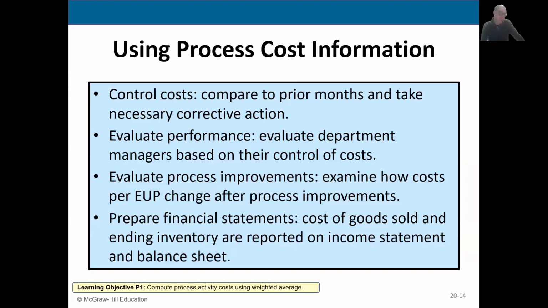And of course, one of the more important reasons to use process cost information is to prepare financial statements. Got to figure out what the cost of goods sold is and ending inventory amounts based off of the process cost data. These, of course, as you know, are reported on the income statement and balance sheet, respectively. Cost of goods sold on your income statement, ending inventory on your balance sheet. So that's why process cost information is so important.